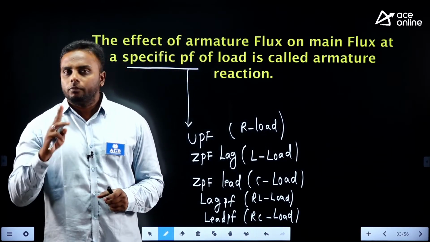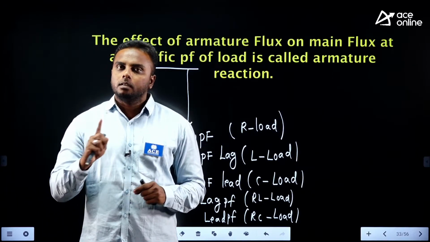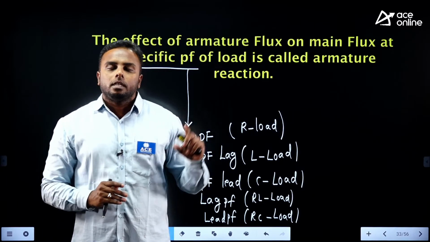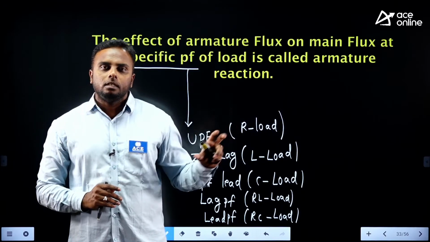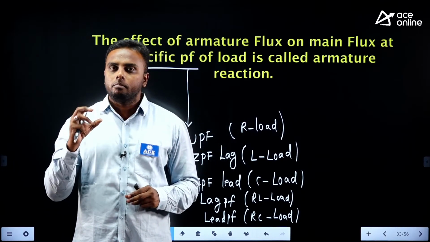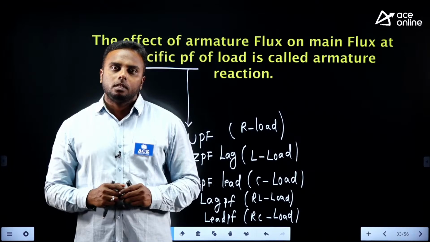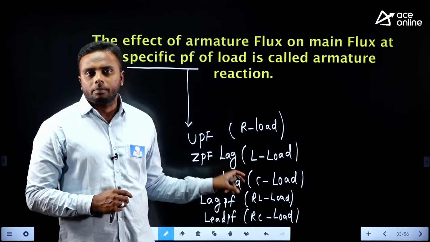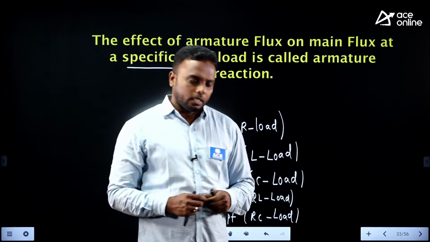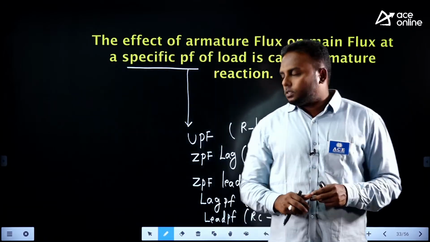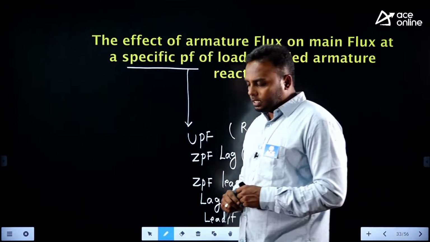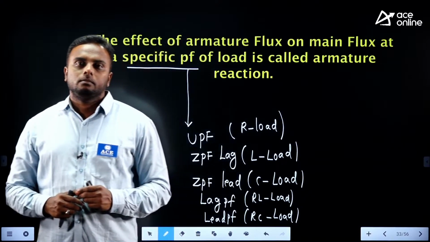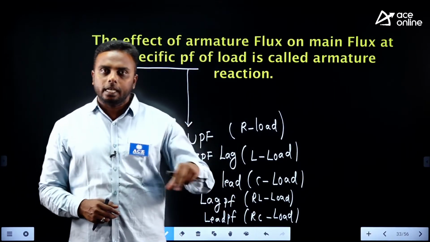What are they? The two effects of reaction are demagnetizing and cross magnetizing. But in synchronous machines, additionally we get one more effect, that is the magnetizing effect. That effect comes into picture here due to capacitive loads in case of a synchronous generator. So we have to consider this power factor variation. Based on different loads, the reaction also will change.